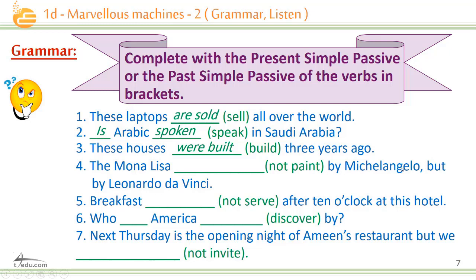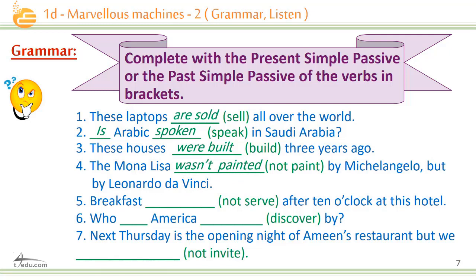By Michelangelo, but by Leonardo da Vinci. So what are we going to say? The Mona Lisa, it's a painting, so we say isn't or wasn't. Excellent, wasn't. And the verb paint, the past participle from the verb paint is painted. So we say the Mona Lisa wasn't painted by Michelangelo, but by Leonardo da Vinci.